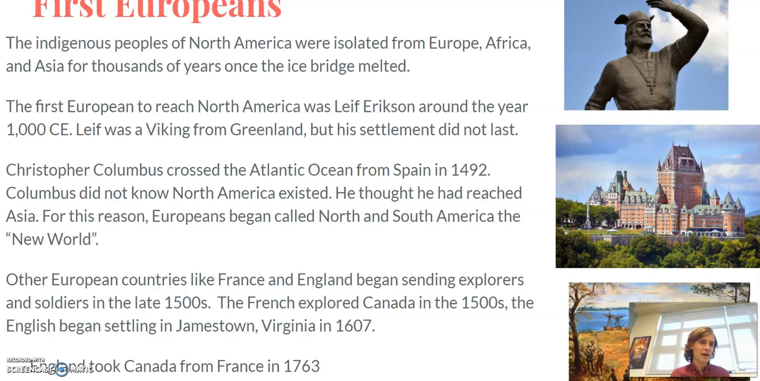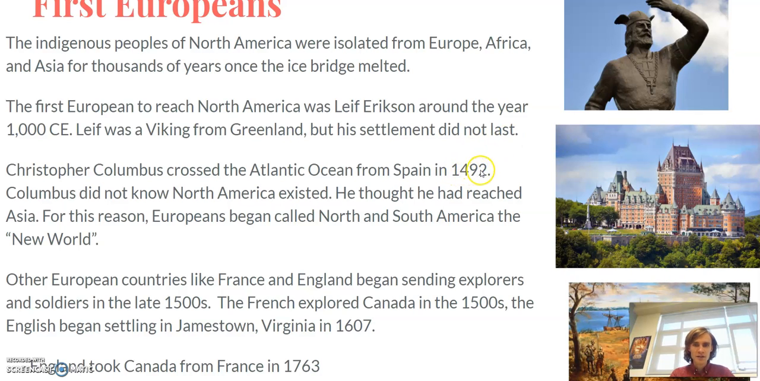Many people believe that Christopher Columbus was the first European to reach North America, but that is not technically true. A man named Leif Erikson, who is this guy right here, was a Viking, and he lived in Greenland around 1,000 years ago. And he was the first European to reach North America. He built a small settlement in what's called Newfoundland in Canada, but it did not last. So the Vikings were actually the first Europeans to settle in North America.